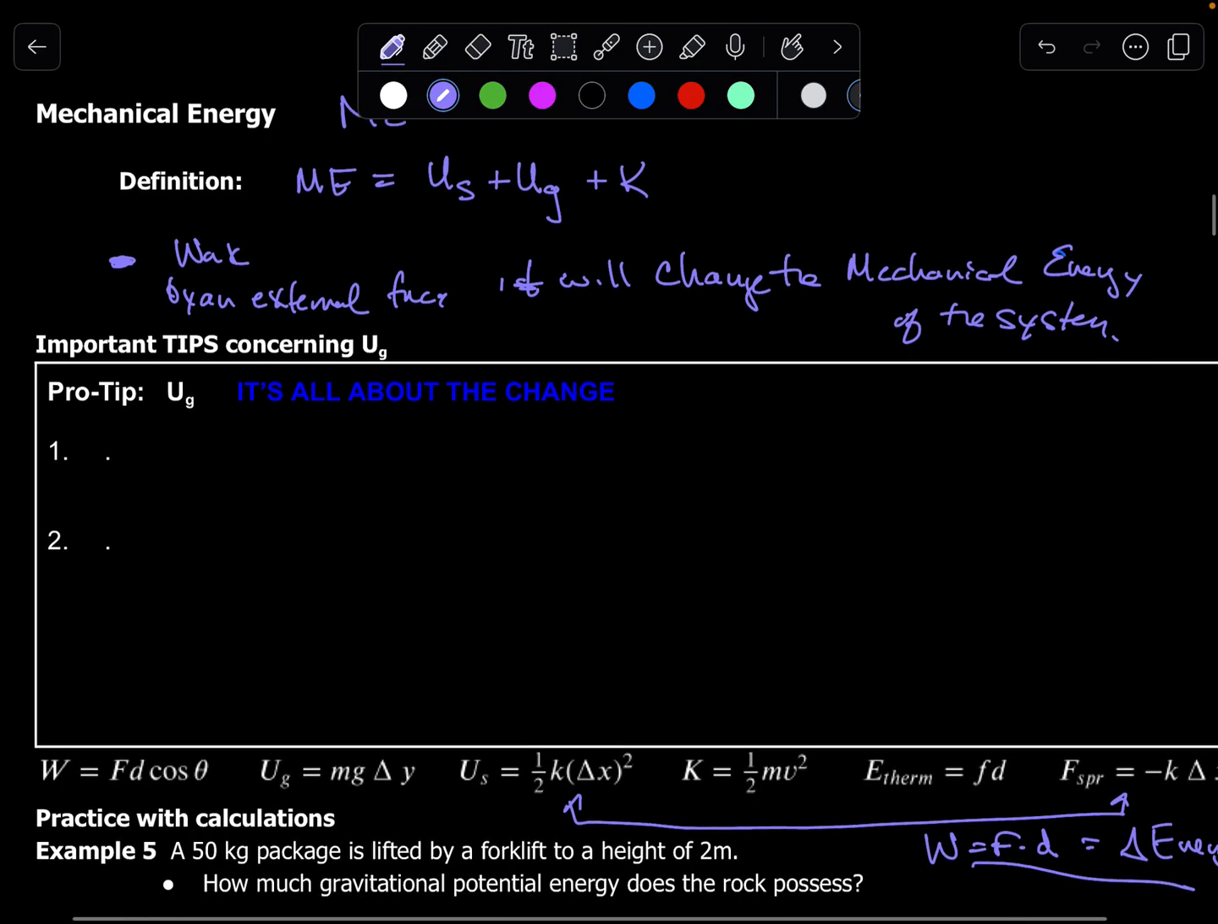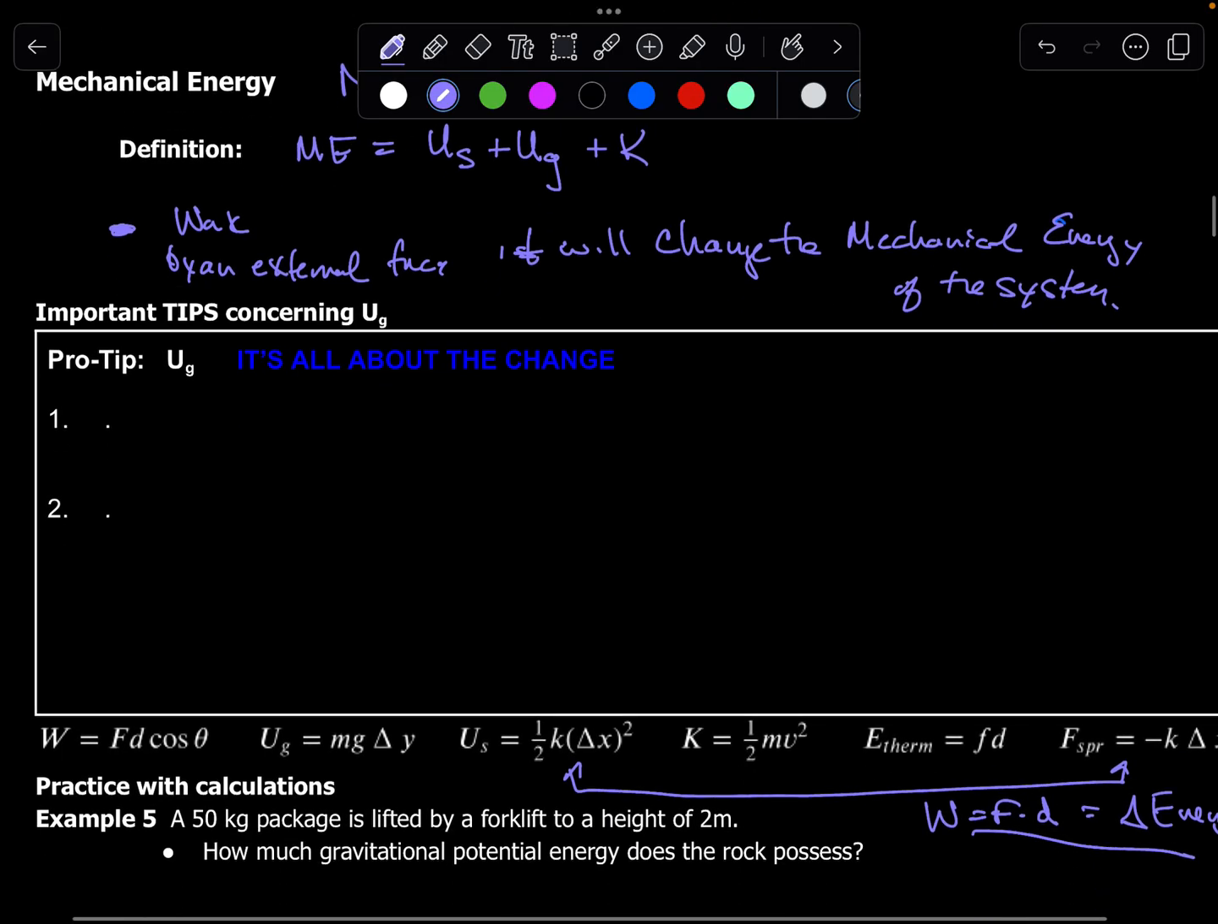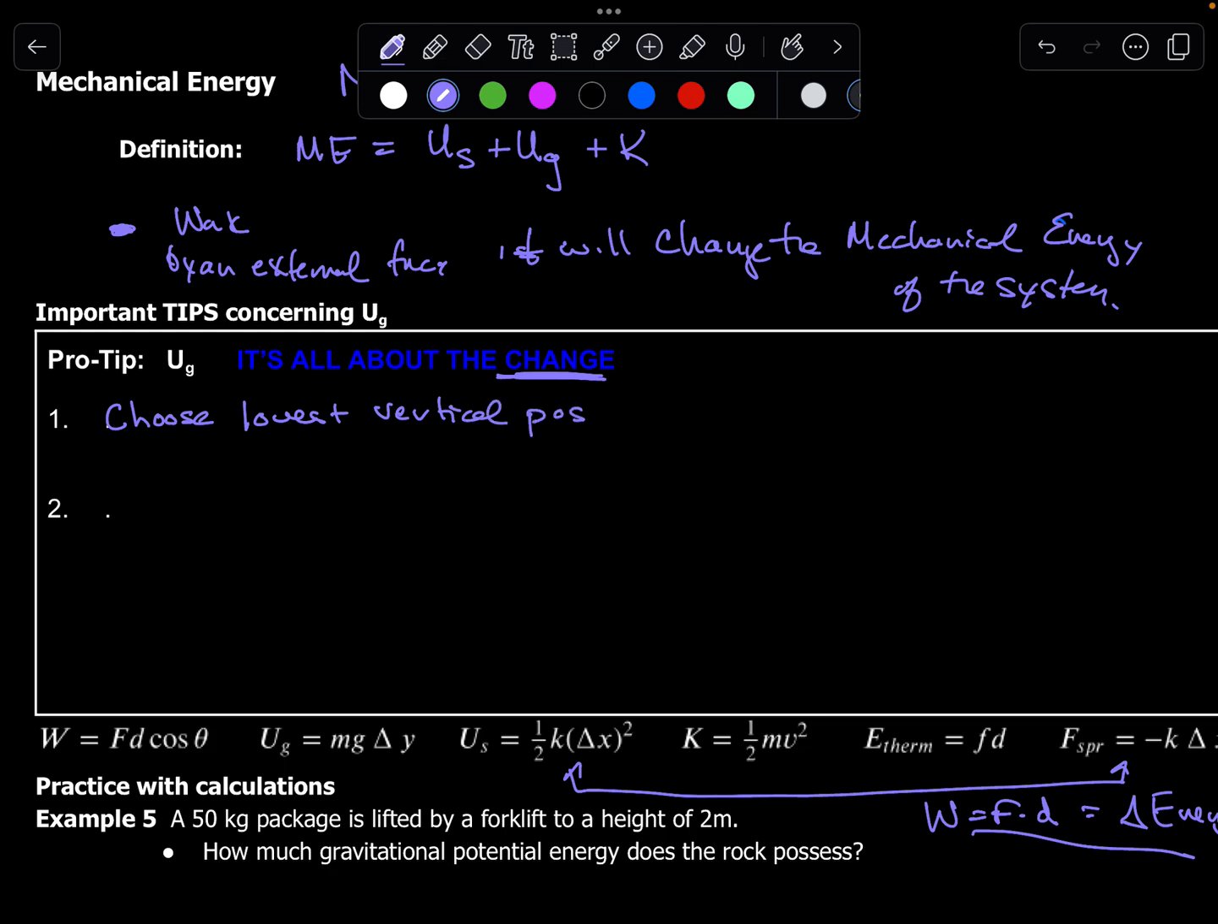All right, let's give a couple of tips about gravitational potential energy. One of the things we want to make sure that we do, because we're really only going to be interested in the change, is choose the lowest vertical position to be gravitational potential energy equal to 0. Then we will measure our gravitational potential energy relative to that point. Again, this is just convenient for problem solving.